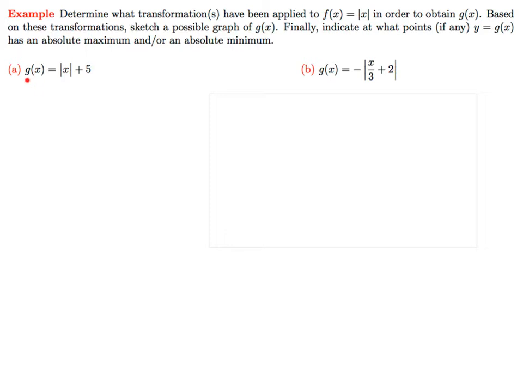So in part A, we have g of x equals the absolute value of x plus 5. So to identify what transformations have been made, here we have a plus 5 on the outside. Since this changes on the outside of the absolute value, outside transformations are vertical transformations. And since we're adding the 5, this is a vertical shift up 5 units.